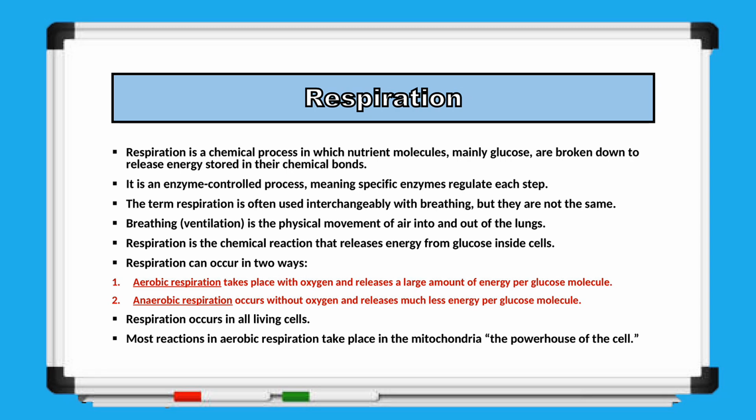There are actually 2 main types of respiration. The first is aerobic respiration, which takes place in the presence of oxygen and produces a large amount of energy from each glucose molecule. The second type is anaerobic respiration, which occurs without oxygen and releases much less energy in comparison. Respiration happens in all living cells, but in the case of aerobic respiration, most of these reactions take place inside the mitochondria, often called the powerhouse of the cell, because it's where most of the cell's energy is produced.